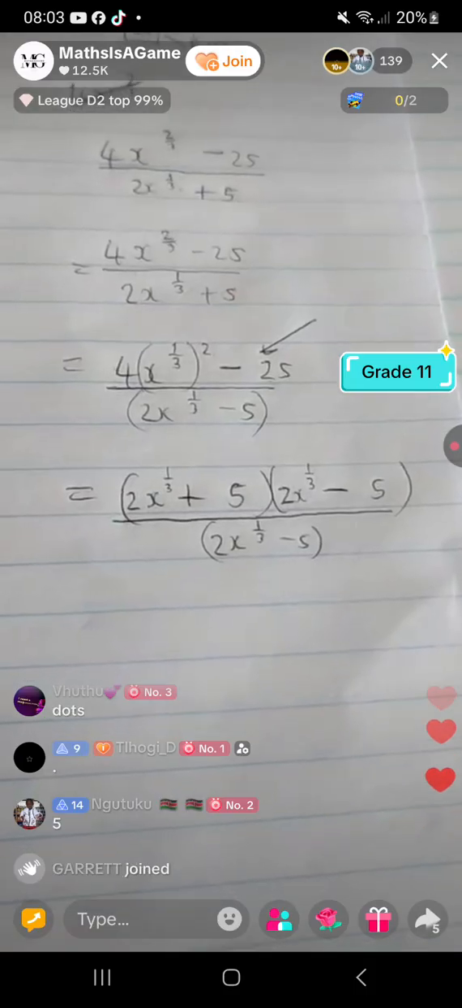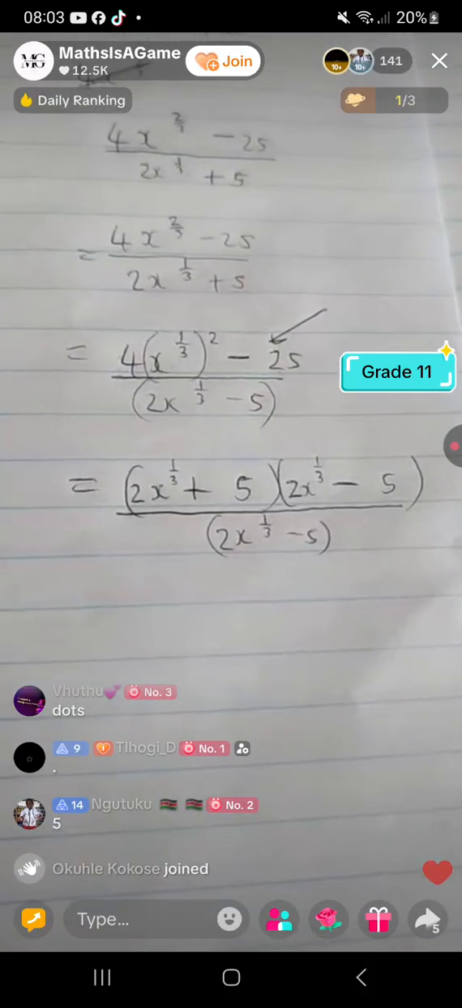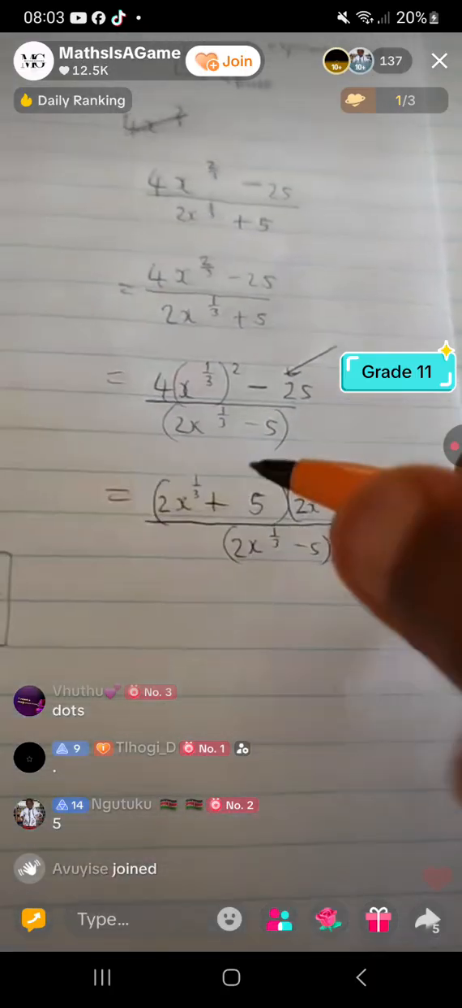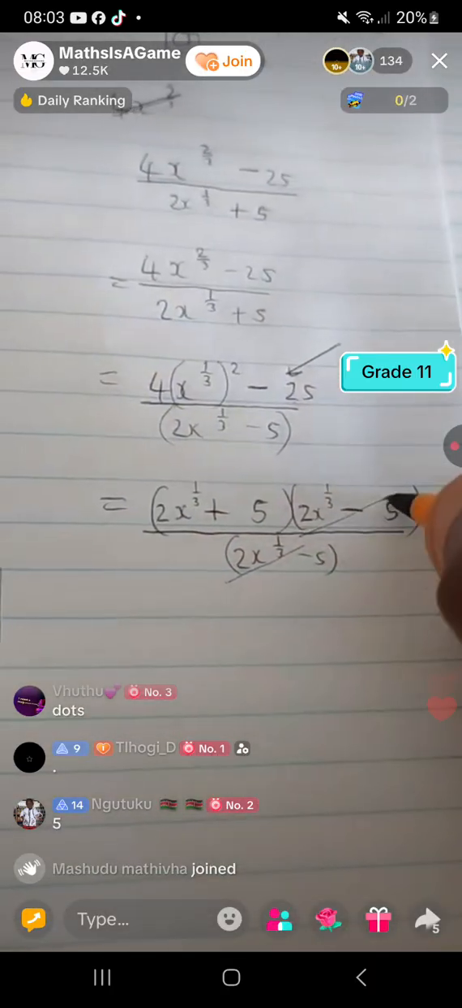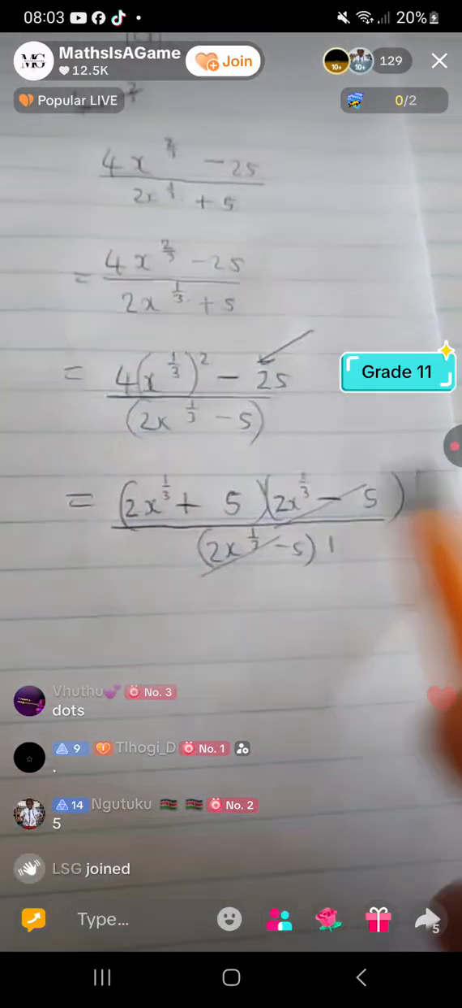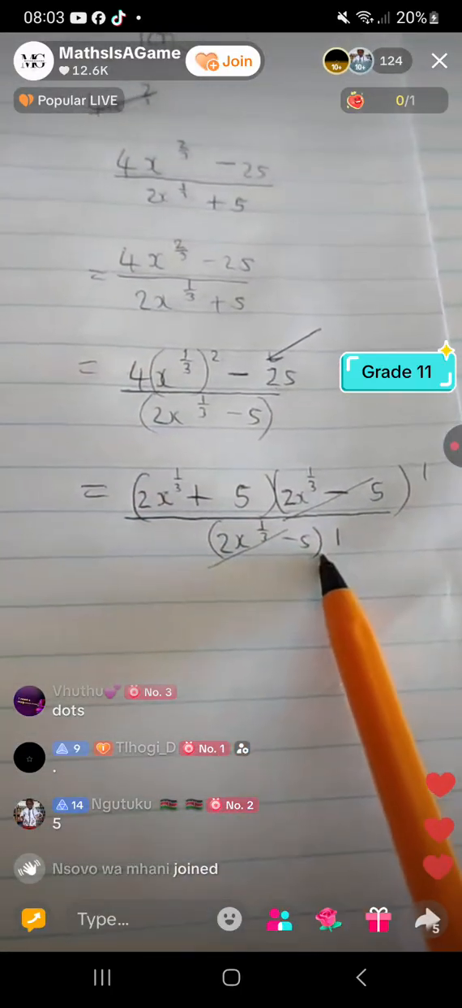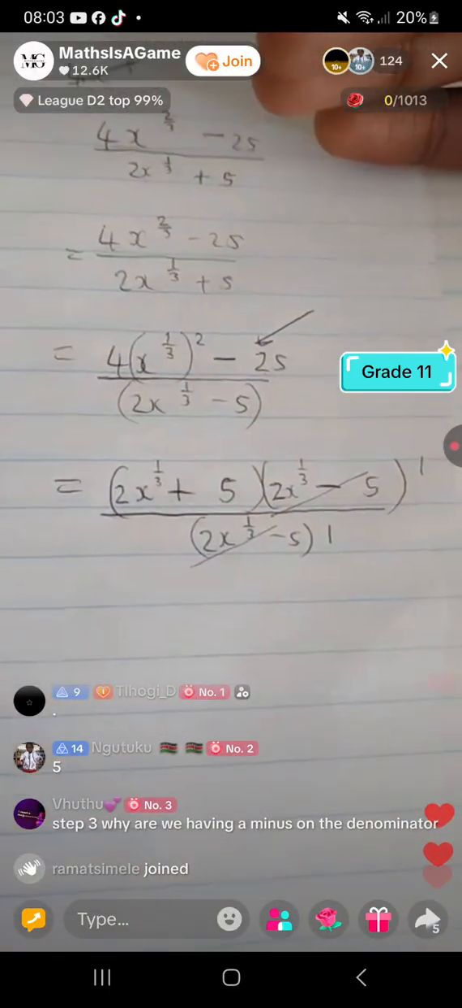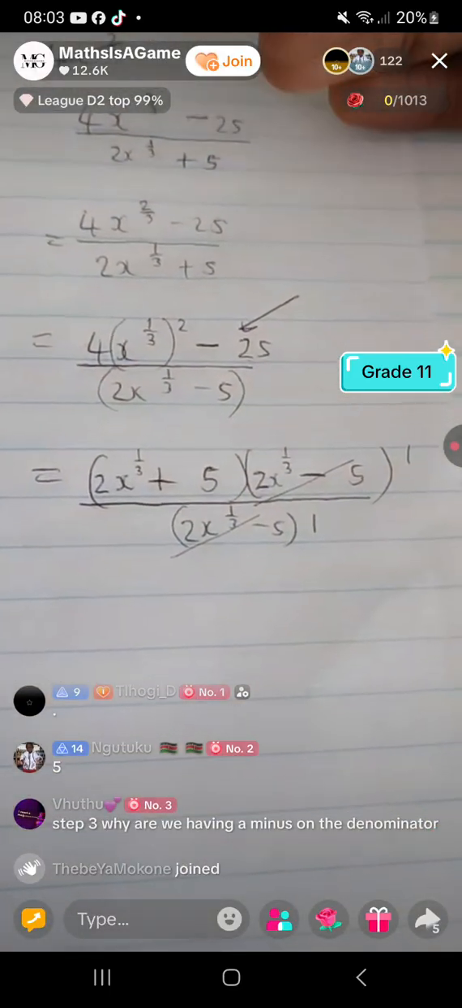Common brackets? Yes, common brackets indeed. We can see them. So those common brackets cancel. What is left? A 1 and a 1. But we know that a 1 in the denominator is not significant. It's different from a 1 in the numerator, because that is significant.